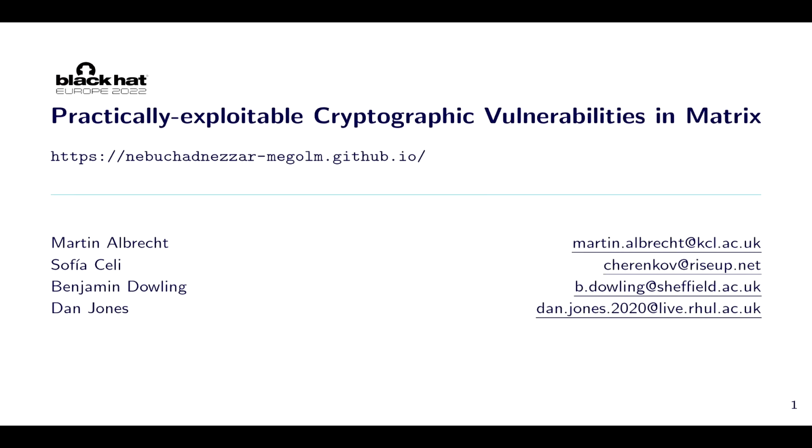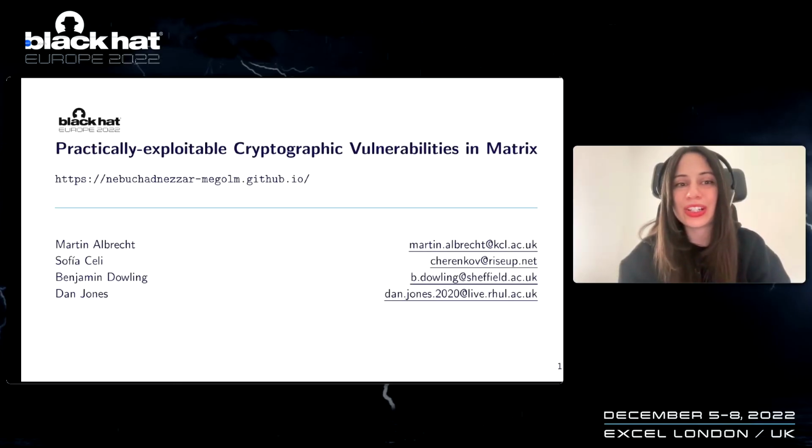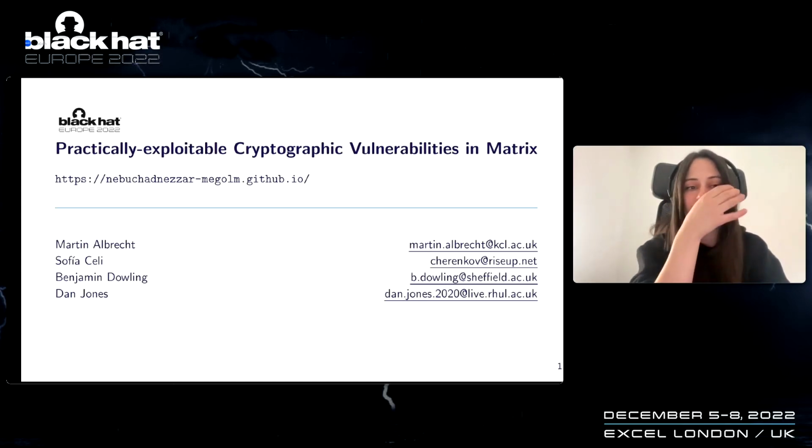My name is Sofía Celi and I'm a cryptography researcher at Brave. And I'm joined today by Martin Albrecht, a professor from Royal Holloway University of London, Dan Jones, a PhD student from Royal Holloway University of London, and Benjamin Dowling, a lecturer from Sheffield University. Today we're going to be talking about our paper and research, Practically Exploitable Cryptographic Vulnerabilities in Matrix.